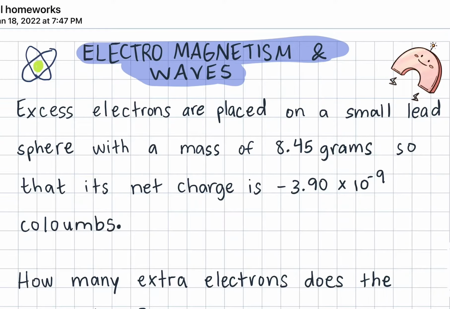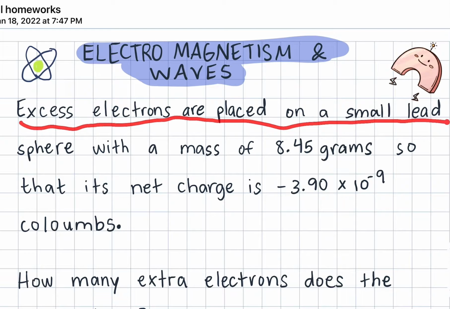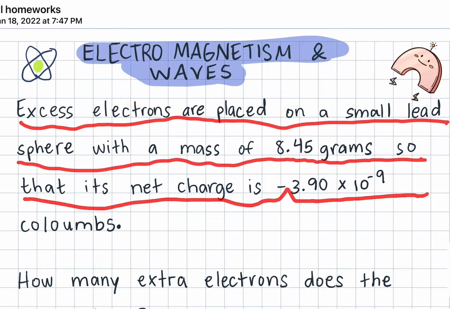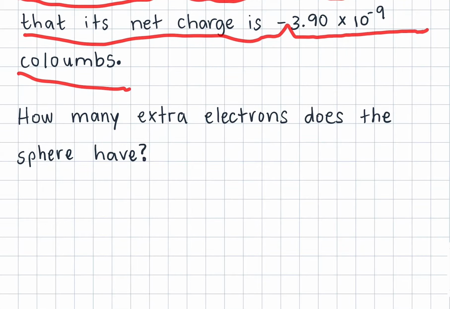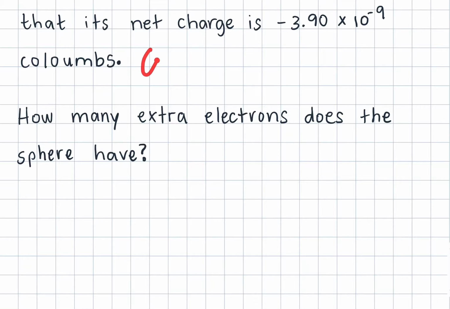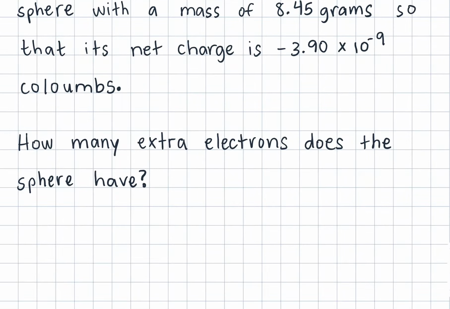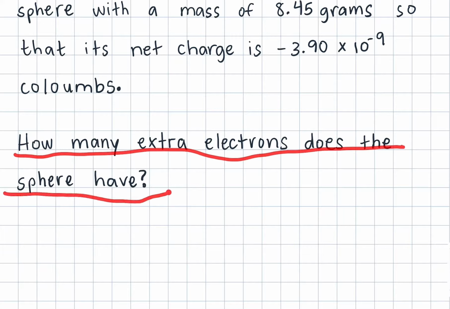Okay, so excess electrons are placed on a small lead sphere with a mass of 8.45 grams, so that its net charge is negative 3.90 times 10 to the negative 9 coulombs. I'm just going to start saying coulombs. The first question, with this information, is how many extra electrons does the sphere have?